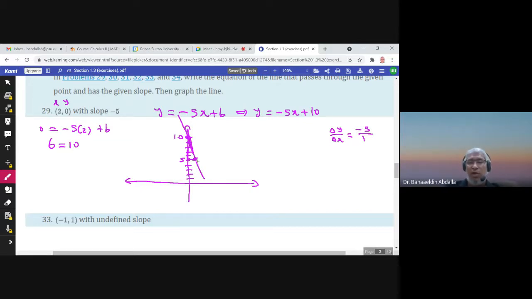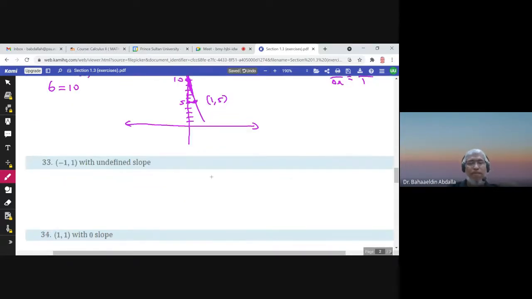So I can note the coordinates of this point. The new point is (1, 5). You can check if you like that the line passes through this point. If you put x equals 1, negative 5 plus 10 would be 5. So your answer is correct.